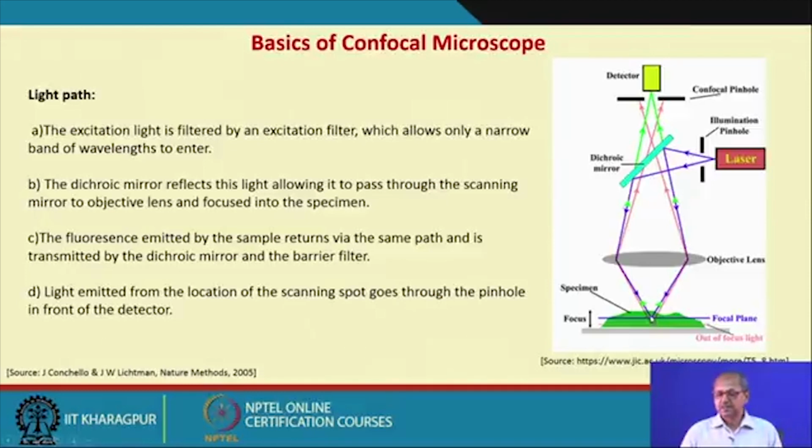Then the emitted rays pass through the dichroic mirror, and only the focal plane that is present is permitted by the confocal pinhole, and the other rays above and below are blocked or cut off. Then the detector will take care of all the rest.